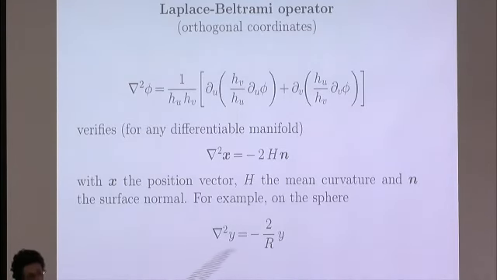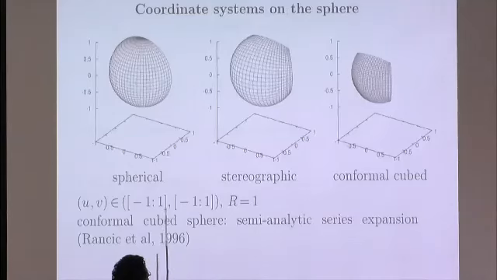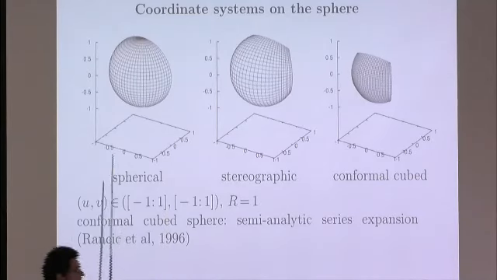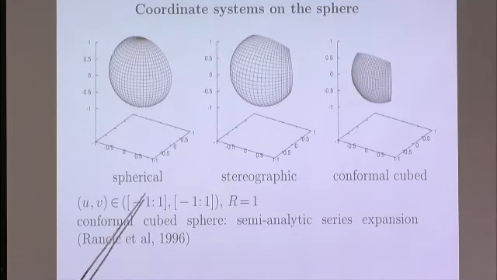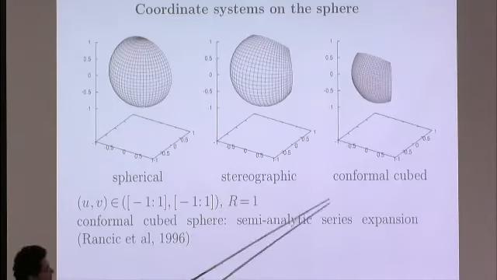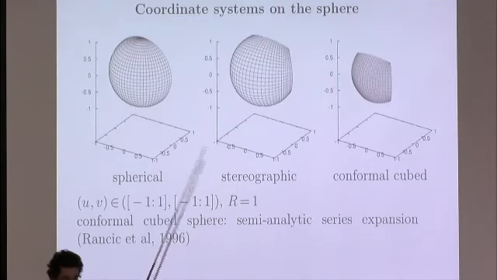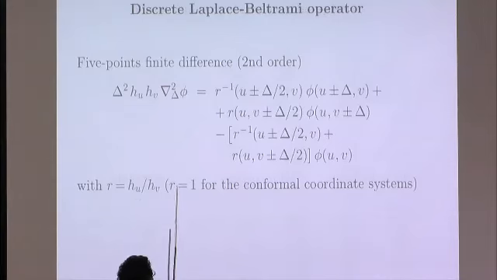That's the test problem I'm going to consider in this case. I'm going to verify whether this relation is verified for a discrete version of the operator. So I will consider three coordinate systems just to check that things work as you expect them to: spherical, stereographic, and conformal cube sphere. The mapping is from -1 to +1, and the radius of the sphere is 1. The stereographic and conformal cube are both conformal mappings, for which the scale factors are identical.